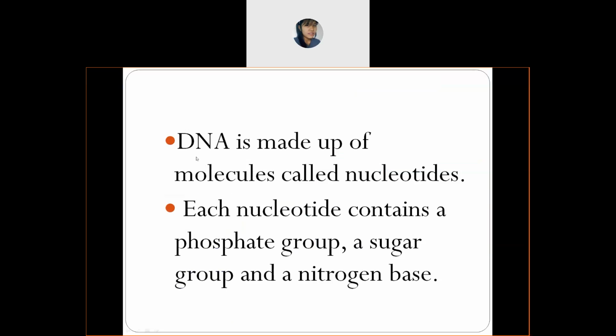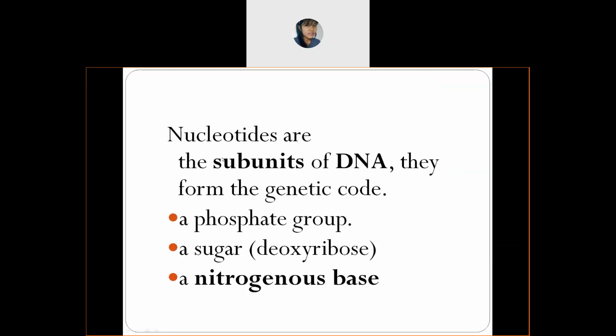Again, I'm repeating only. This DNA is made up of molecules called nucleotides, and each nucleotide consists of a phosphate group, sugar group, and a nitrogenous base. The nucleotides are the subunits of DNA. They form the genetic code, and they are a phosphate group, sugar, that is deoxyribose sugar, and the nitrogenous base.